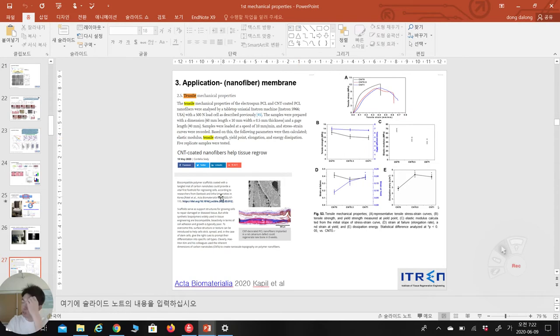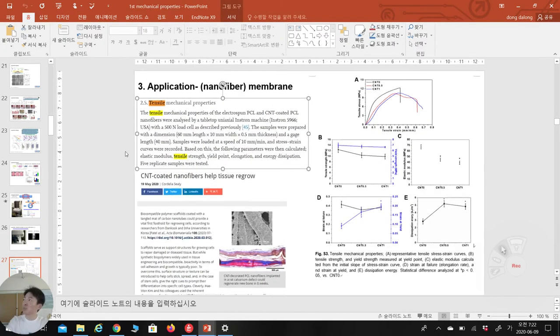So this year, Dr. Kapil published on CNT coated nanofiber. And you can refer to this materials and methods section. Maybe you can understand now. Tensile mechanical properties. What is the meaning of tensile? Tensile means they are stretched. Okay? And then electrospun PCL and CNT coated PCL nanofiber were analyzed using the instrument.